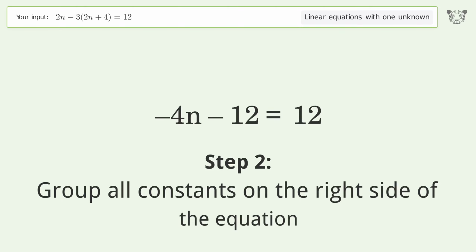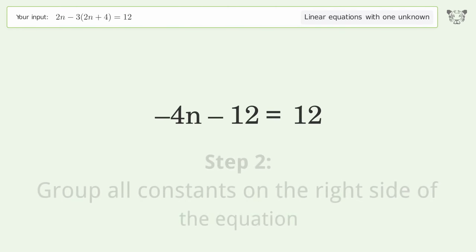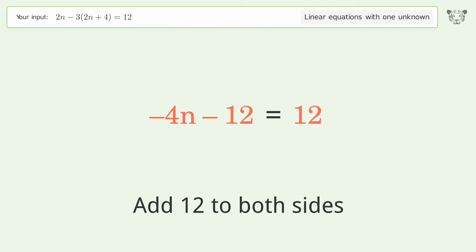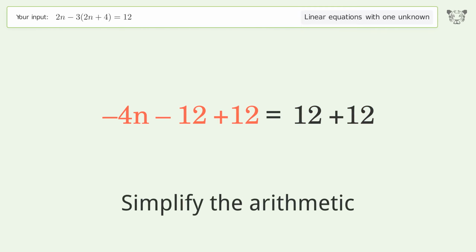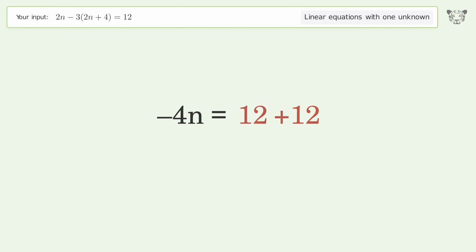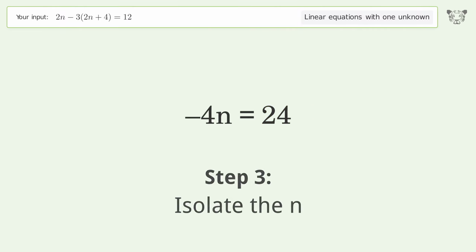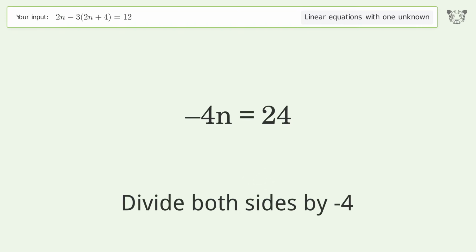Group all constants on the right side of the equation. Add 12 to both sides. Simplify the arithmetic. Isolate the n. Divide both sides by -4.